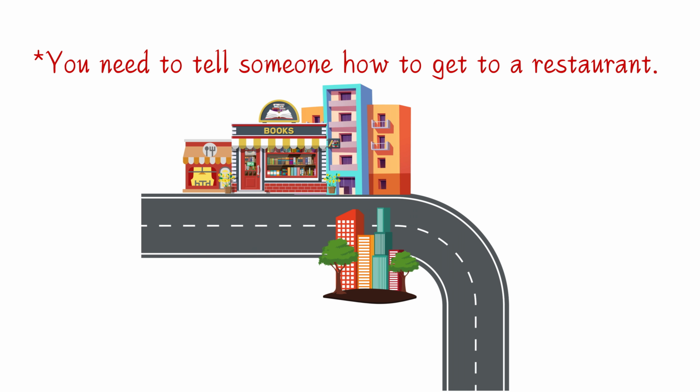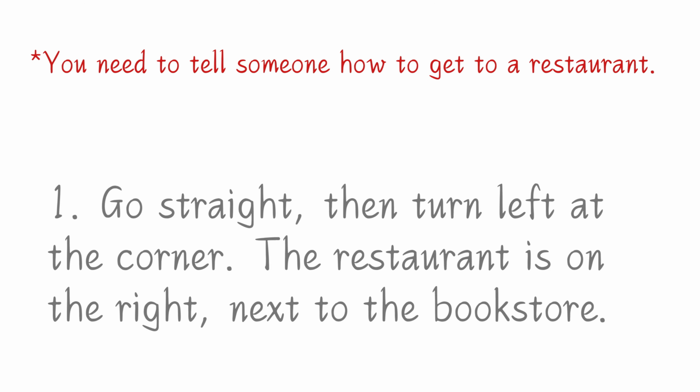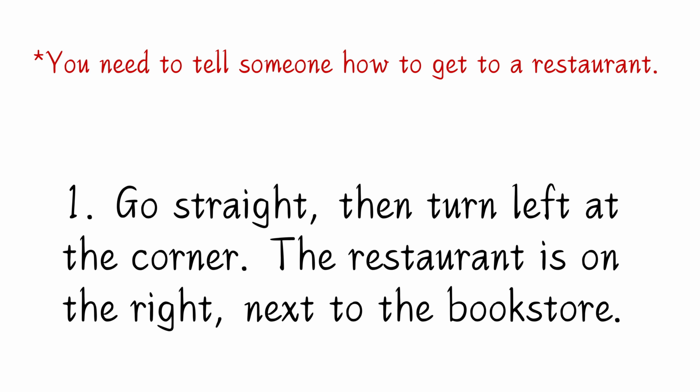Now, let's practice giving directions with a few scenarios. You can repeat after me to get better at using the phrases. First one. You need to tell someone how to get to a restaurant. We can say, go straight, then turn left at the corner. The restaurant is on the right, next to the bookstore.